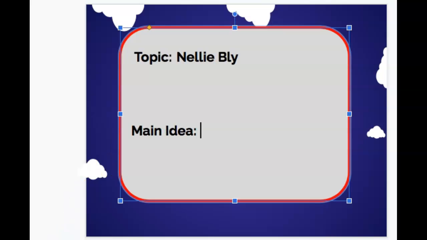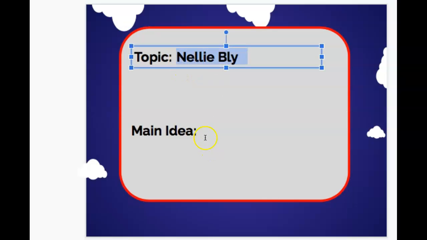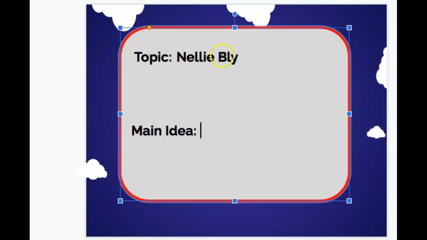Topic, I'm thinking, was there a person, a place, or a thing that this was mostly about? So it was about Nellie Bly. And since it was description, it's describing Nellie Bly to me, I need to think about, okay, what's the main idea? So now I'm going to turn Nellie Bly into a main idea. I'm going to use the topic and the fact that it was description to make my main idea. So I'm thinking, what do they want me to know about Nellie Bly?